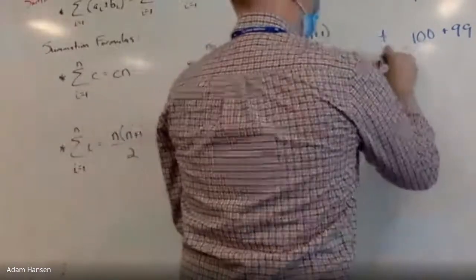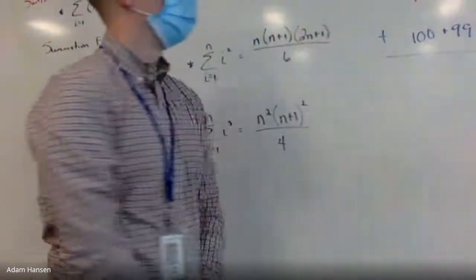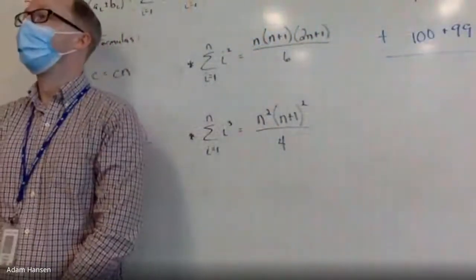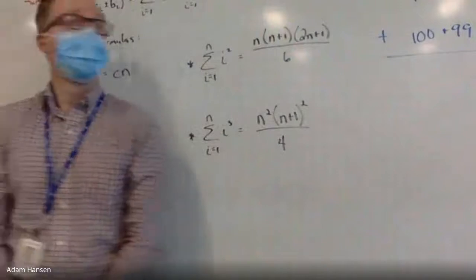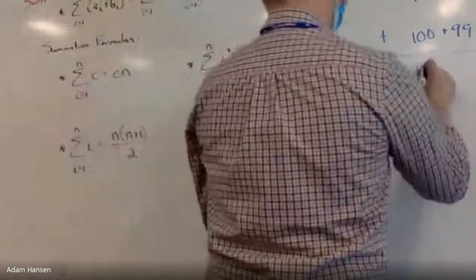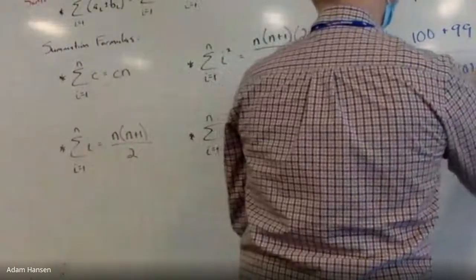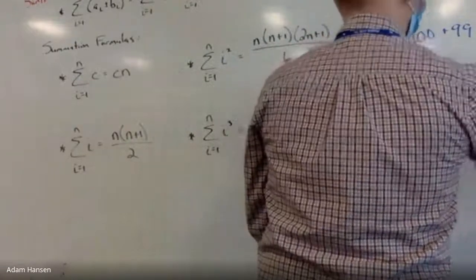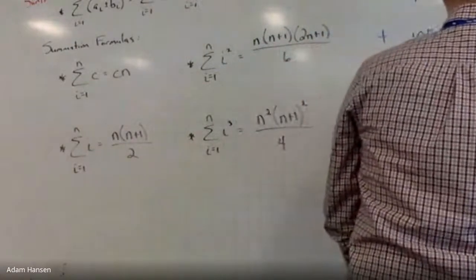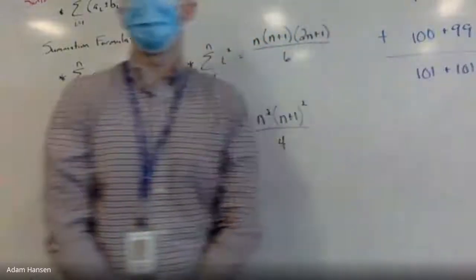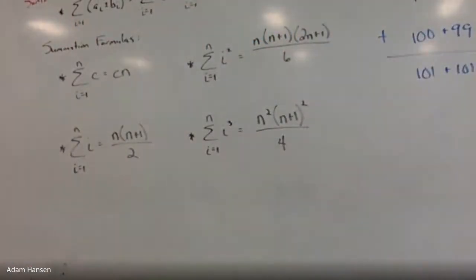If I add these together vertically, what do each of these columns add up to? 101. 101 plus 101 plus 101 plus 101, all the way down the line, right? How many different 101s have I added together? 100 of them.